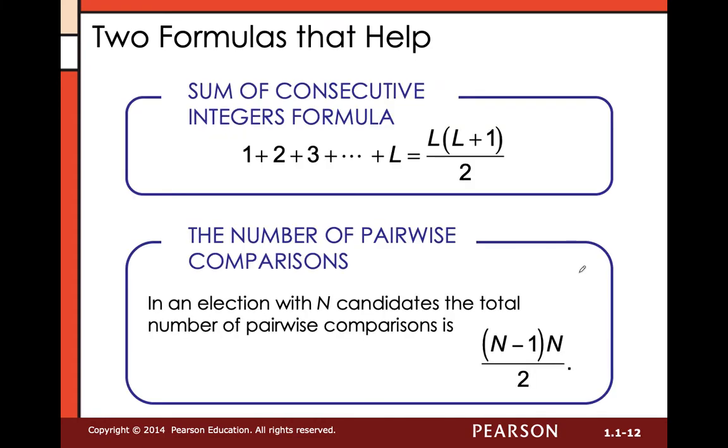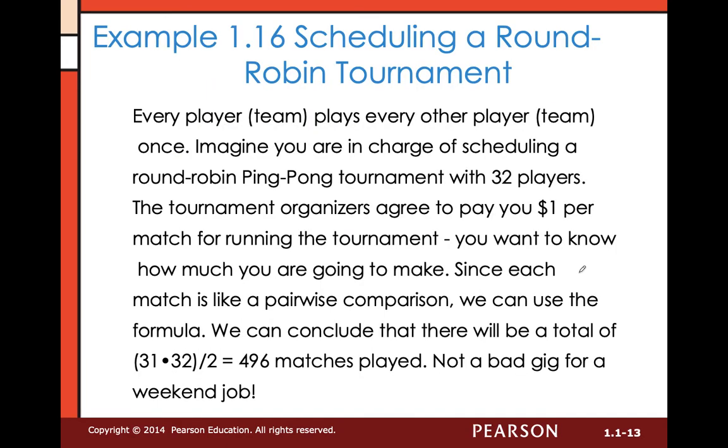So in order to help with knowing how many comparisons there are, as well as how to add up the numbers more quickly, for the sum of consecutive integers, here's that formula. If you're adding 1 plus 2 plus 3 all the way up to some number L, then you would just take the last number L multiplied by L plus 1 and divide by 2. As for your number of pairwise comparisons, in an election that has n candidates, the total number of pairwise comparisons is n multiplied by n minus 1, over 2.